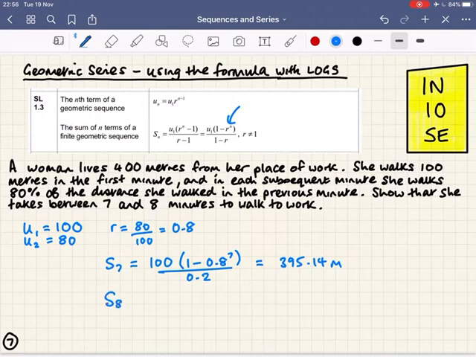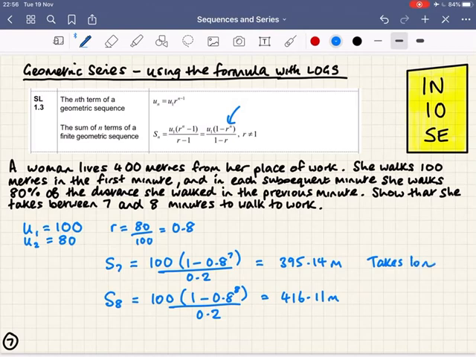So let's just prove that she's reached it by 8 minutes. 100, 1 minus 0.8, this time to the power of 8, all over 0.2. And this time we'll find, yep, sure enough, if we work that out on your calculator, you'll see it comes to 416.11 metres. So we've proved it takes longer than 7, but less than 8. There we go, proved it.